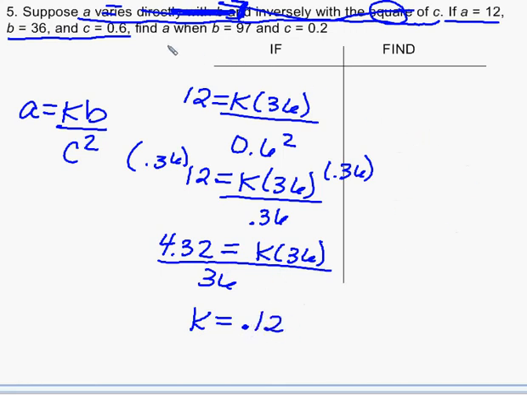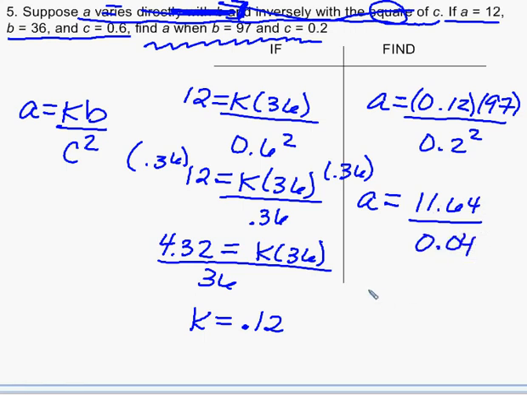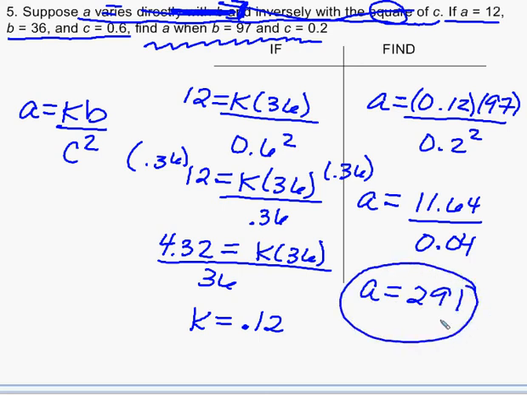Now, our find statement says find A when B is 97 and C is 0.2. So A is going to equal, we have our 0.12 times our B, which was 97, all over 0.2 squared. Clean this up. On the numerator, we're going to have 0.12 times 97, which is going to get you 11.64 all over 0.04. So A is going to equal 291. And that is it.